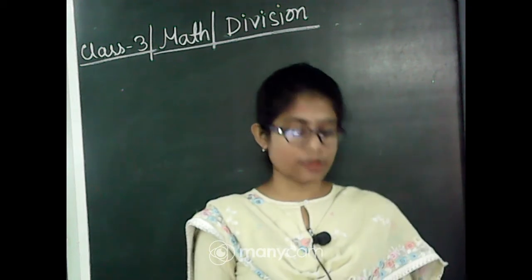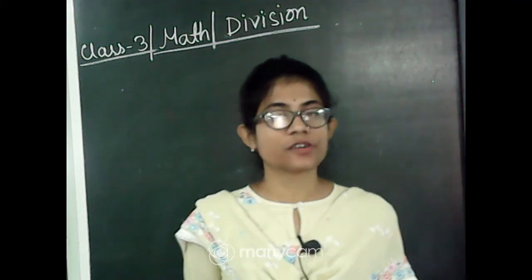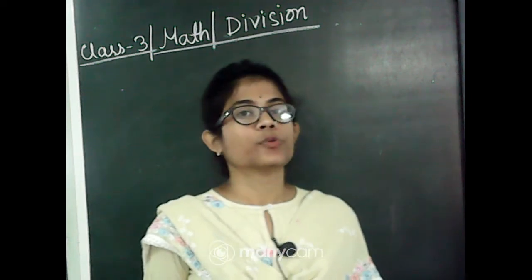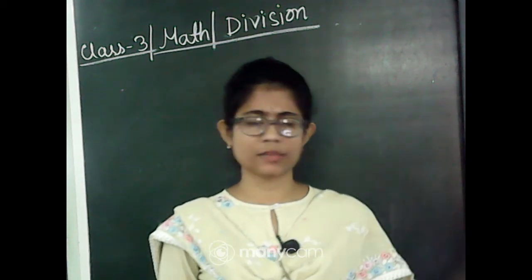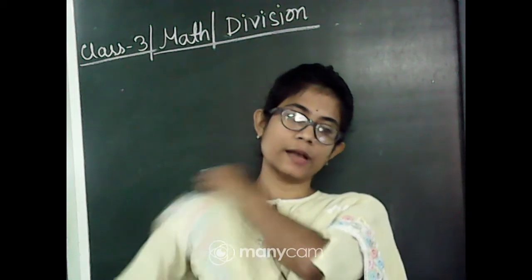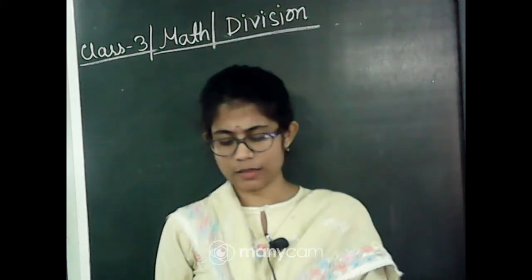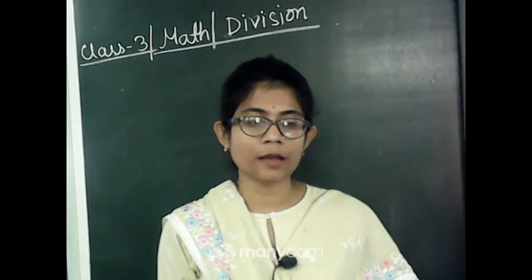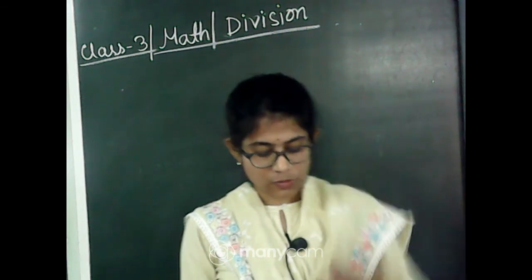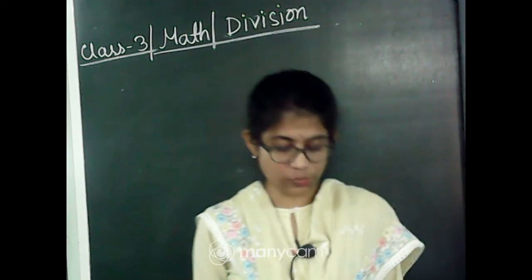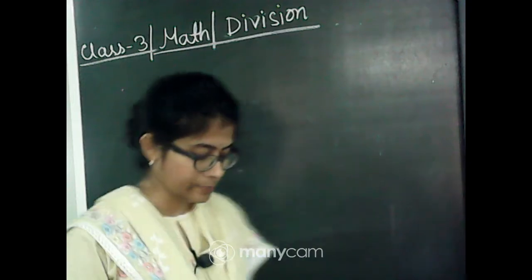So students, we have already started division, isn't it? In our previous classes we did very simple division. Today we will do division where we get a remainder. Sometimes the remainder can be a non-zero number and sometimes it can be zero. So let's see how we have to do these types of division, okay?